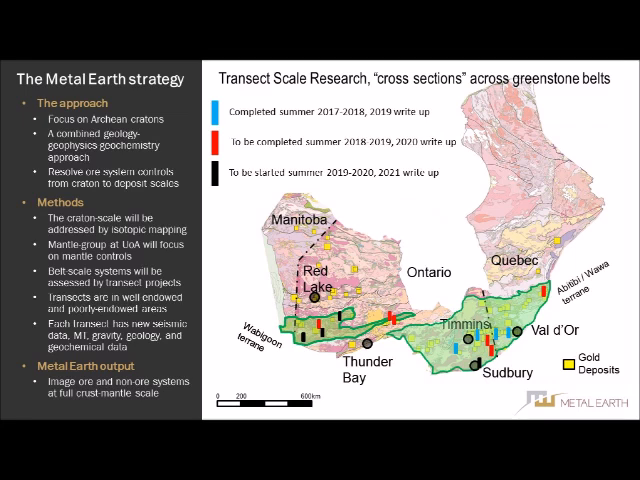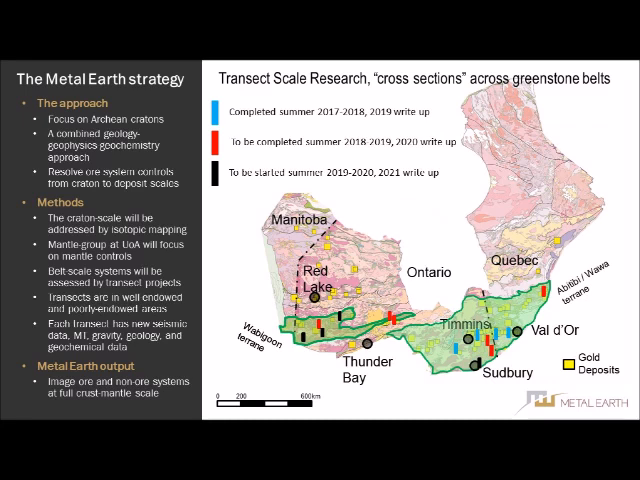So what is the strategy of Metal Earth? How are we going to get to where we need to get? Well, the approach is, as I said, it's focused on Archean cratons on the Superior. This is Superior here. And it's really based on combining geophysics, geology, geochemistry, and integrating them all at a number of different scales. So the idea is to resolve all system controls from the craton scale to the deposit scale. And my component will be the craton scale component.